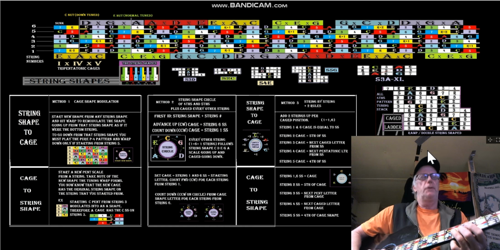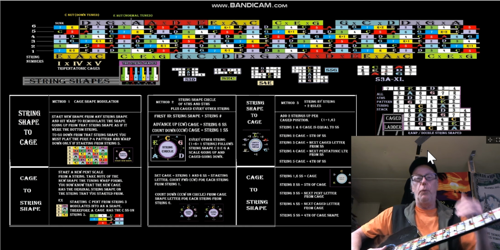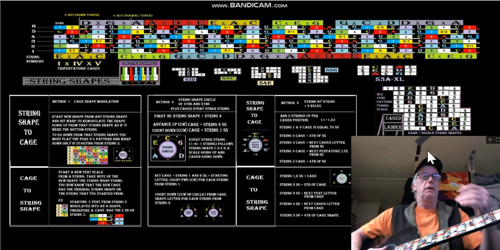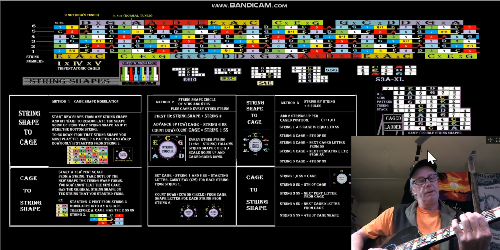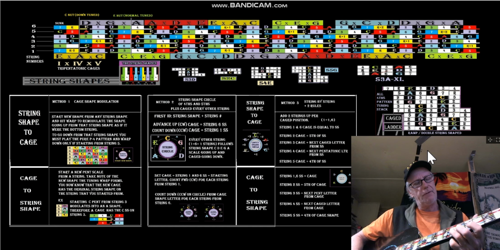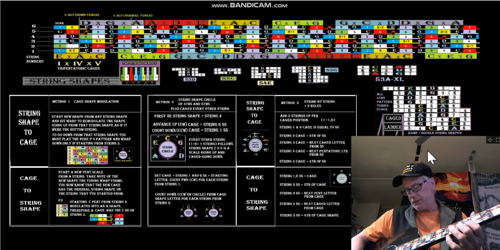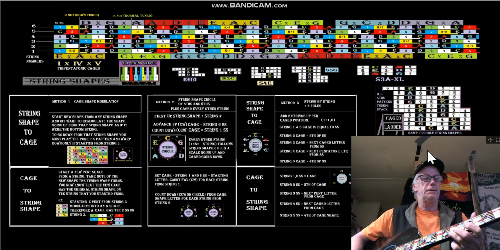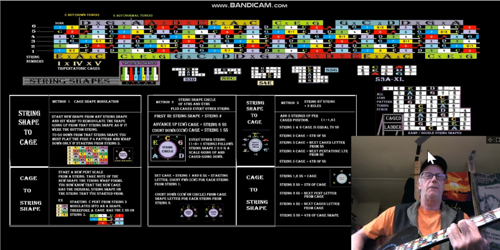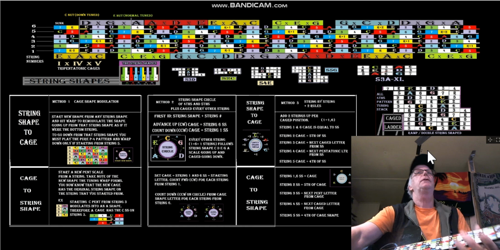So the question is, where are the string shapes? The string shapes being 7, root, 2, 3, 4, 5, 6, 7, root, 2, 3, 4. Now 5 6 is going to be warped up, and then 7 root 2 again. That 5 6 is C and G in the key of F. So where are those string shapes?